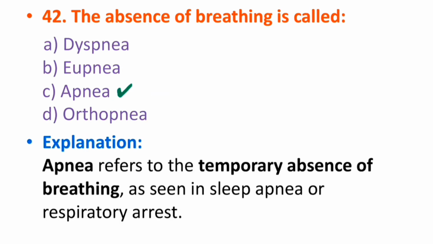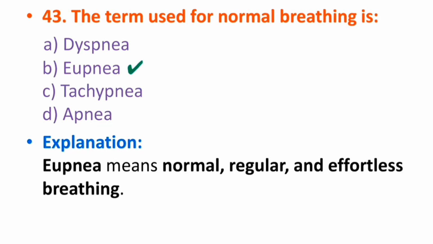The absence of breathing is called option A apnea, option B dyspnea, option C eupnea, option D orthopnea. The correct answer is option A apnea. Apnea refers to temporary absence of breathing as seen in sleep apnea or respiratory arrest.